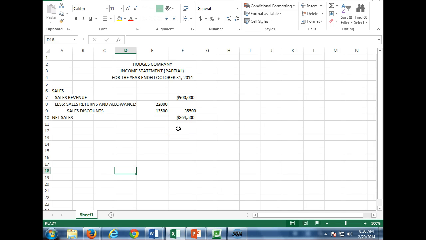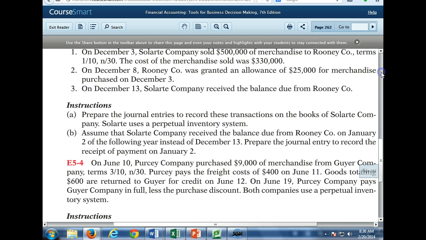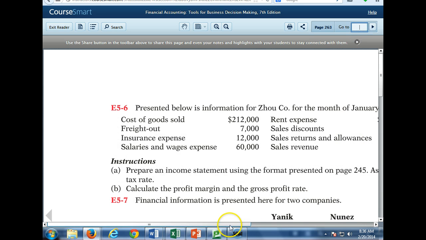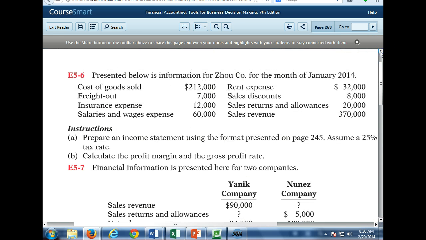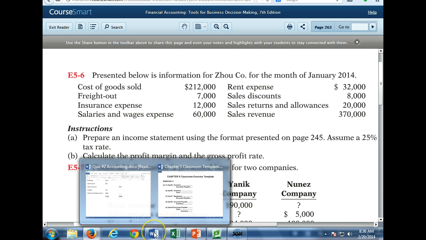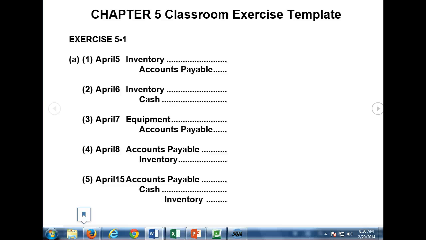You want to do another one? Yes. Let's do 5-6. 5-6 tells us presented below is information for Zal Company for the month January of 2014. We got all kinds of information here. We're going to prepare an income statement using the format presented on page 245. Assume a 25% tax rate. Boy, they're going to really make us work here. So let's figure out what we're going to do here to get this information.